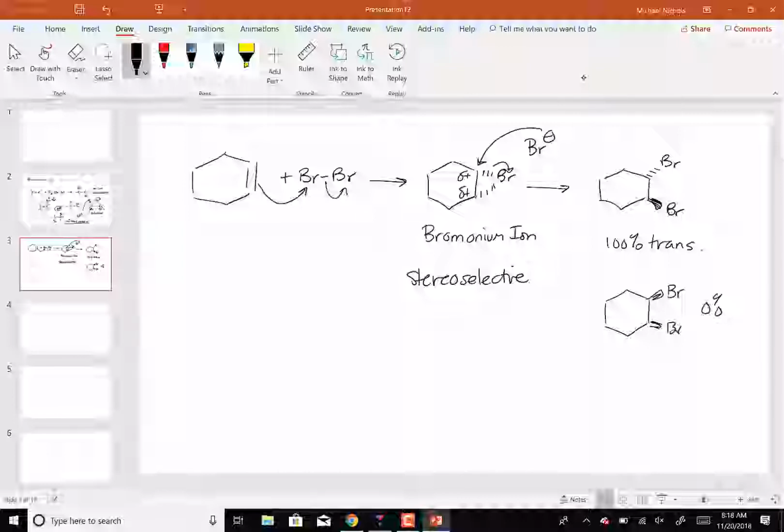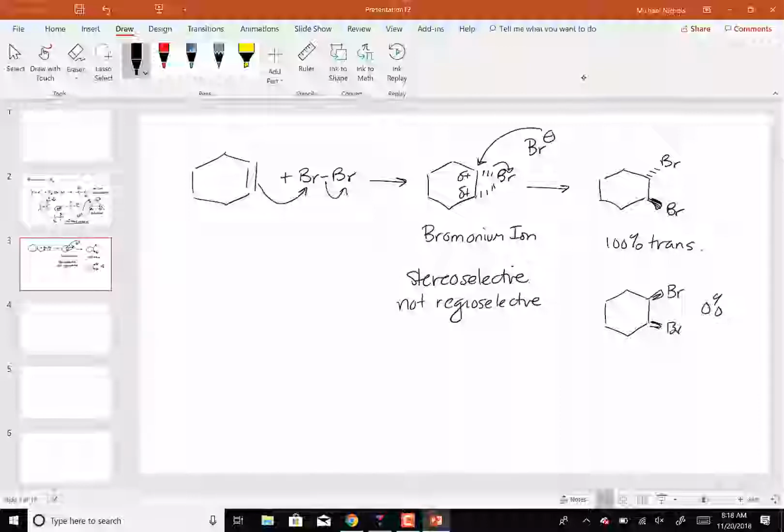So this reaction is stereoselective. It is not regioselective, because this is a double whammy: it's got a symmetrical reagent and a symmetrical alkene. So therefore, it can't. If either one of those is symmetrical, it's not going to be regioselective. Okay. So that's how we would go about bromination.